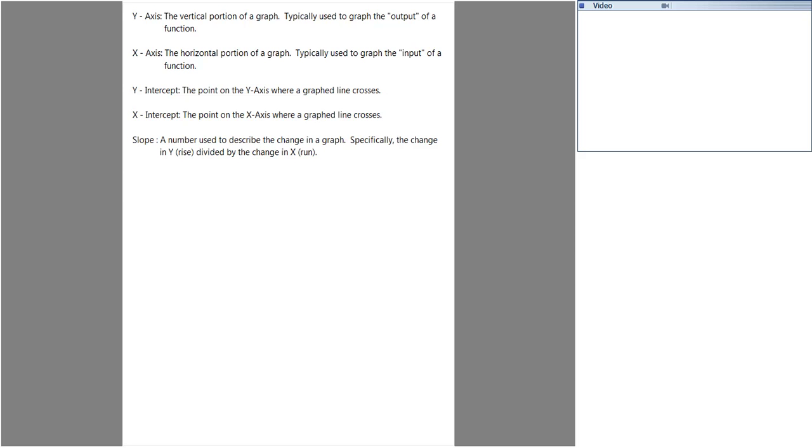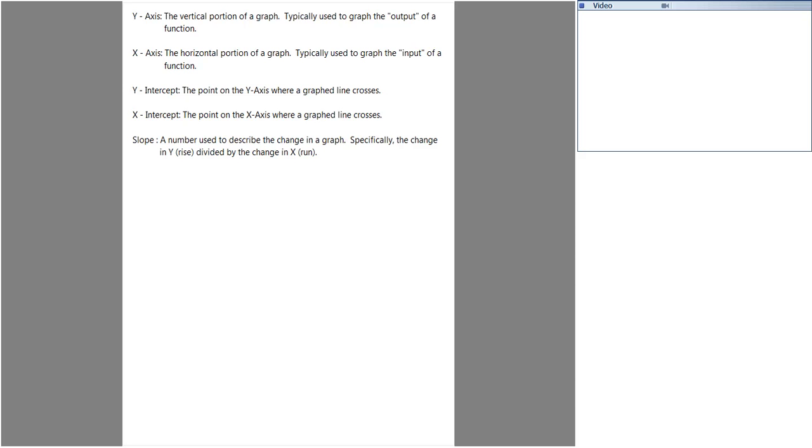Your y-intercept is the point of your graph where the graph line crosses the y-axis. The x-intercept is very similar, except that's where your graph line crosses your x-axis. And a slope is the number that's used to describe the change in your graph line. Specifically, that's the change in y, or how much your graph rises, over how much it changes in x, or how much it runs to the right. And we'll see some more of that as we go through the exercises here tonight. So let's go ahead and get cranking and start off with the first demonstration here.